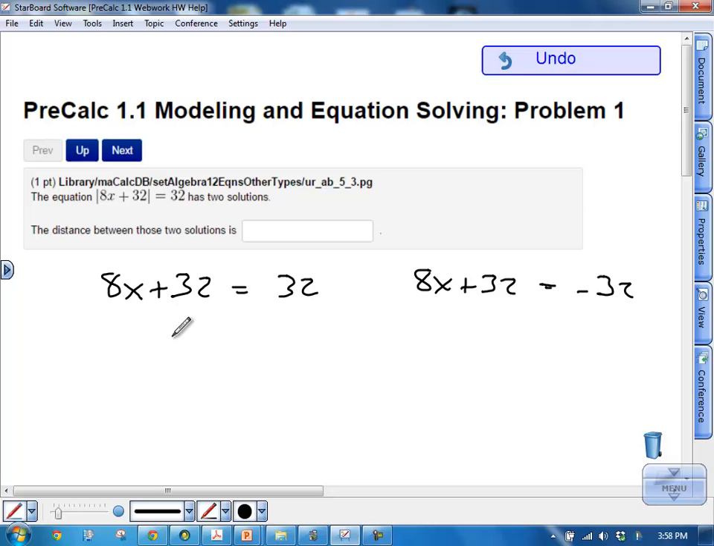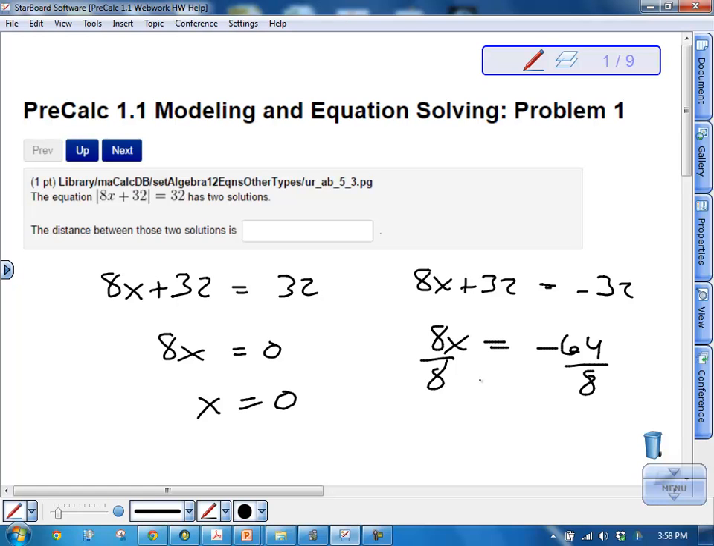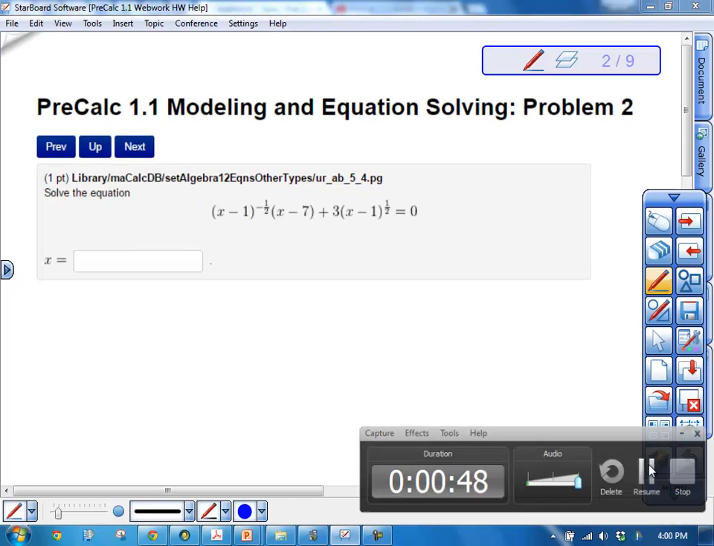Okay, so subtract 32 from both sides, you get 8x equals 0. Subtract 32 from both sides, and this one you get 8x equals negative 64. Divide both sides by 8. In this case, the solution is x equals 0. And in this one, it's x equals negative 8. So the distance between those solutions should be 8 for me.